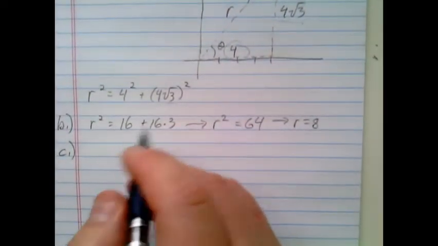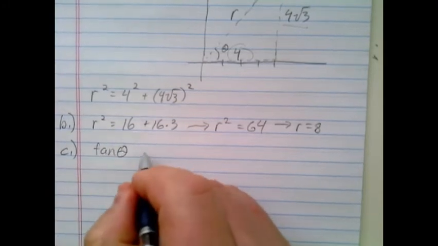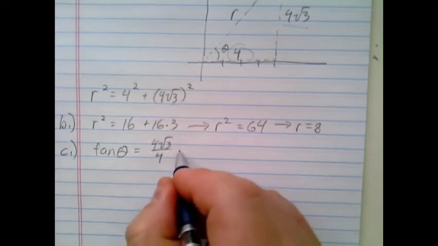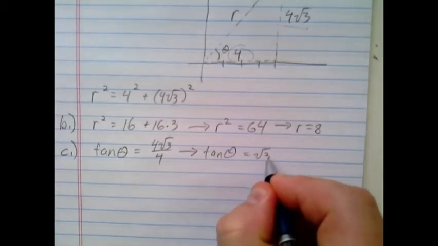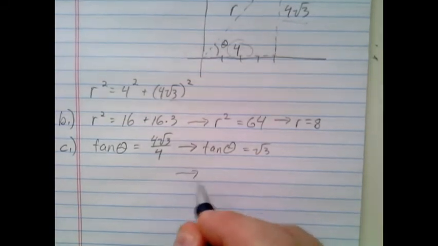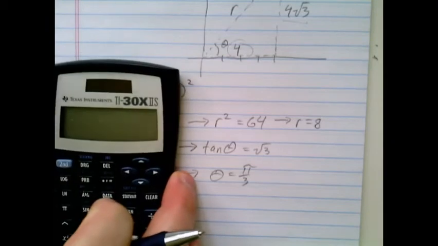Okay, and using just my basic trig definitions, opposite over adjacent is tangent. So I can say that tangent of theta is 4 square root 3 over 4, which implies that tangent of theta, if I simplify, is square root of 3. Okay, now if you remember your angles, you will remember that the angle in the first quadrant whose tangent is the square root of 3 is pi over 3.